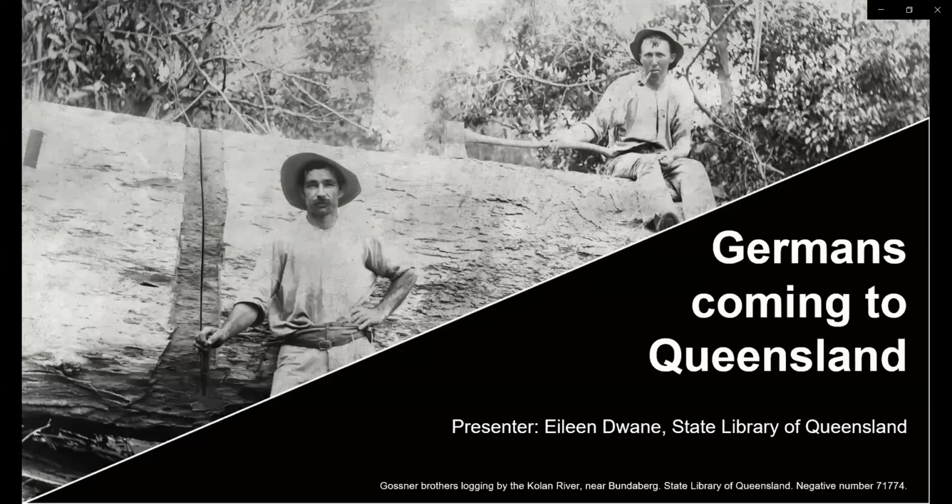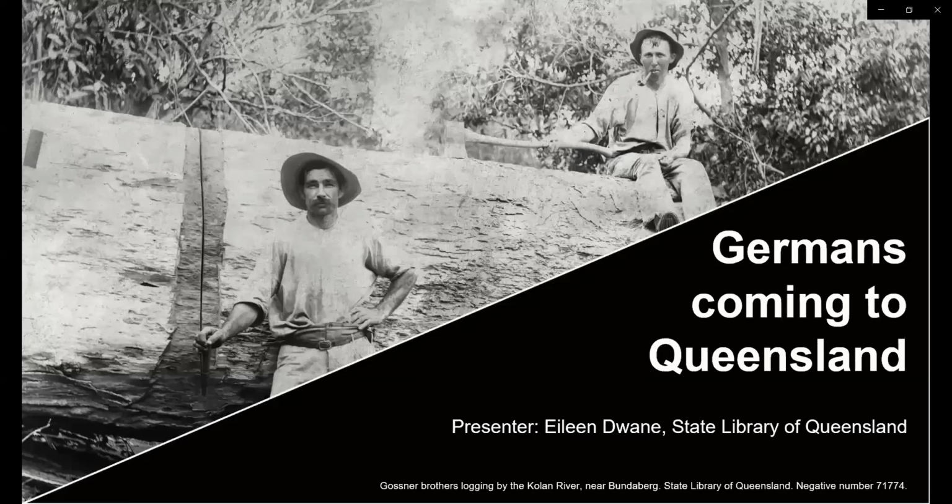Good morning and welcome. Even for comparative newcomers to family history research, it soon becomes clear that the spelling, or more precisely the misspelling of names, can have a major impact on the success of your research. This is particularly true when researching immigrants from non-English speaking parts of the world. This morning, our focus is on German immigrants coming to Queensland in the 19th century.